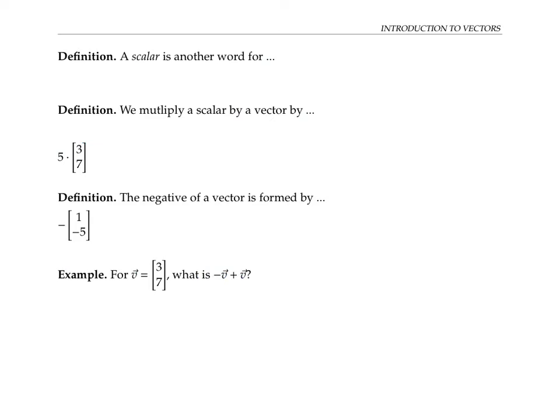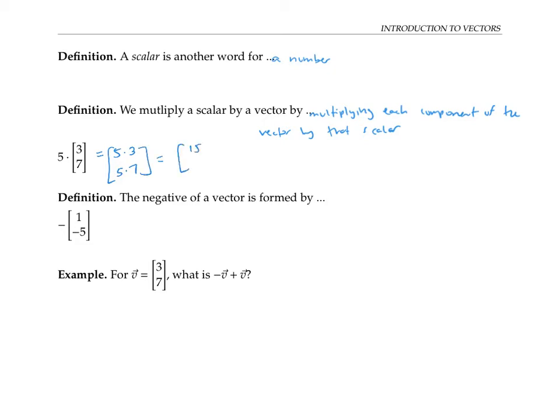A scalar is another word for a number. And we can multiply a scalar by a vector by just multiplying each component of the vector by that number. So here, in this example, if we want to multiply 5 by the vector with components 3 and 7, we just multiply 5 times 3 and 5 times 7 to get 15, 35. The negative of a vector is formed by multiplying the vector by negative 1. So here, the negative of this vector with components 1 and negative 5 will just be negative 1, 5.